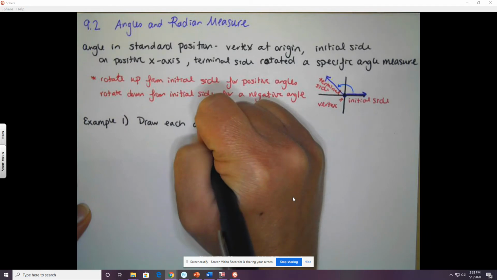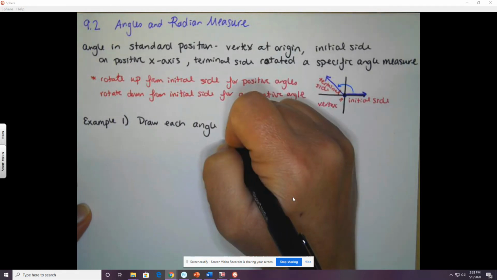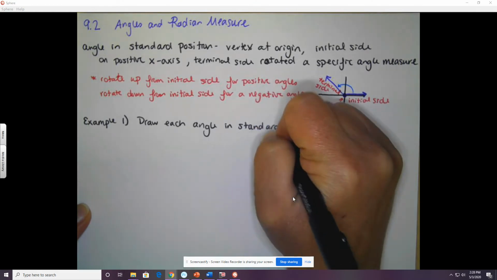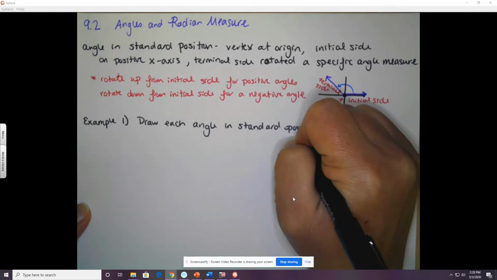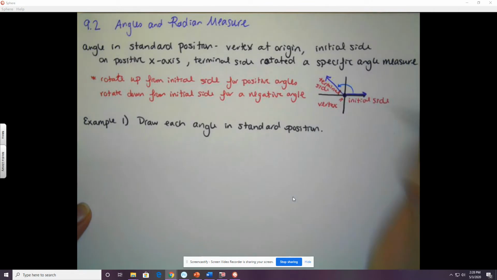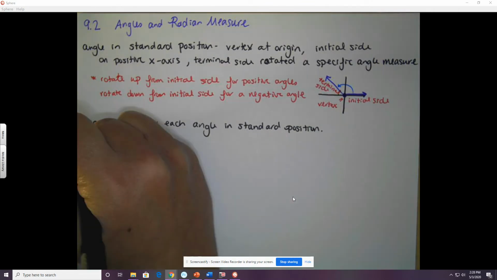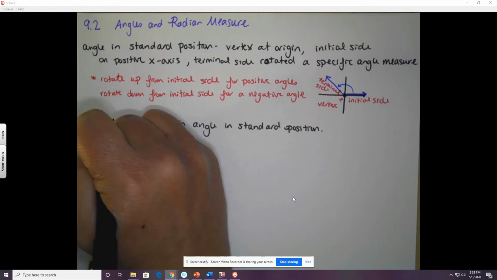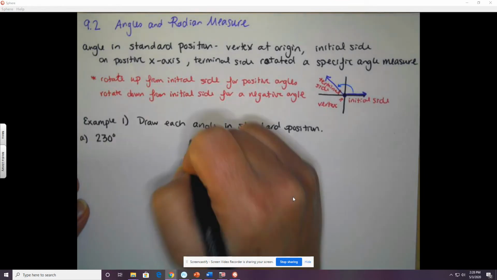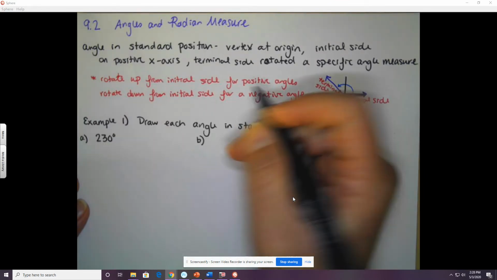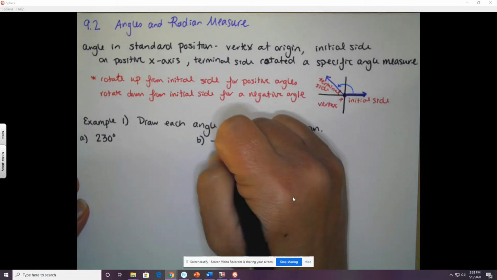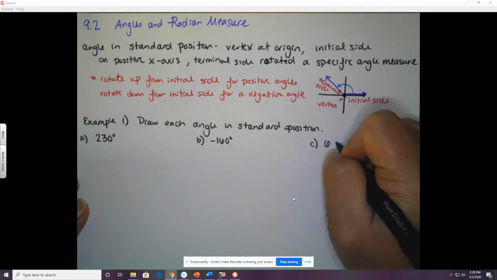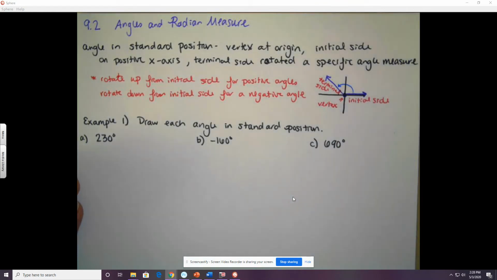So for example one, we're going to draw each angle in standard position. First we'll do 230 degrees. Then we're going to do negative 160 degrees. And then our last one will be 690 degrees.